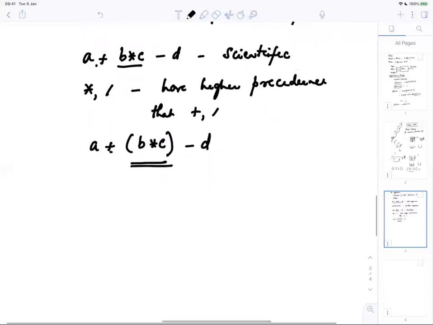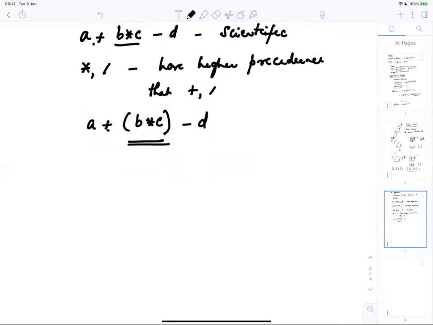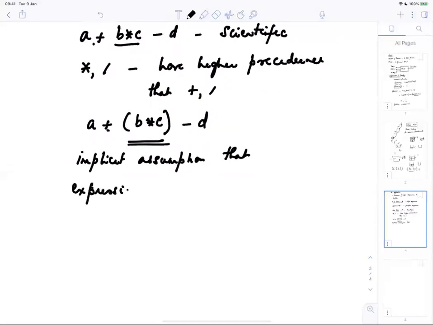That means if I see two operators, plus and star here, star has higher precedence, so the star will be evaluated and then the plus. Another thing that it shows us, which we already know implicitly, is that there's an implicit assumption that operators in an expression associate to the left.